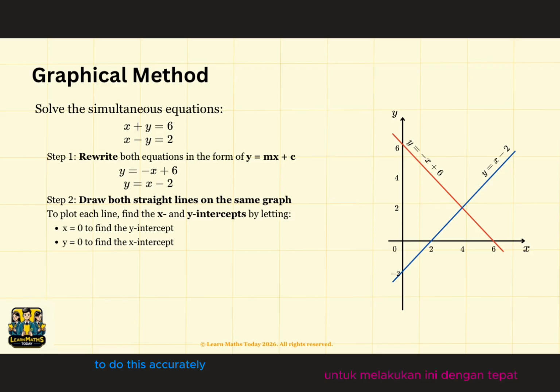To do this accurately, we find the x and the y-intercepts for each line by setting x equals to 0 to find y and y equals to 0 to find x. For the equation y equals to negative x plus 6, when x equals to 0, y equals to 6. When y equals to 0, x equals to 6. For the equation y equals to x minus 2, when x equals to 0, y equals to negative 2. When y equals to 0, x equals to 2.